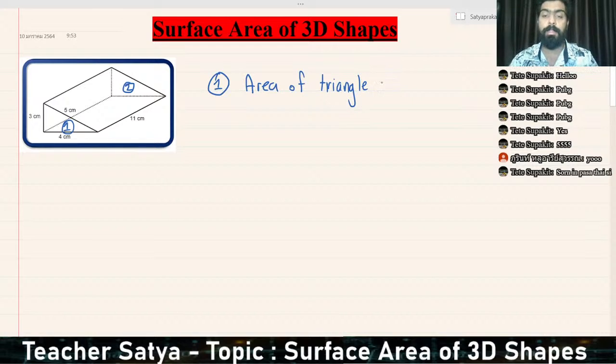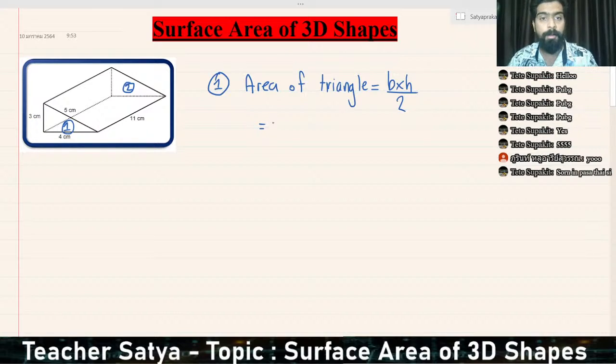Area of triangle. In order to find the area of a triangle, it is pretty much the base multiplied by the height divided by 2, right guys? So we have the base multiplied by the height and divide by 2. Now let's take a look at what is the base. The base we have right here is 4 centimeter and the height is equal to 3 centimeter, right guys?